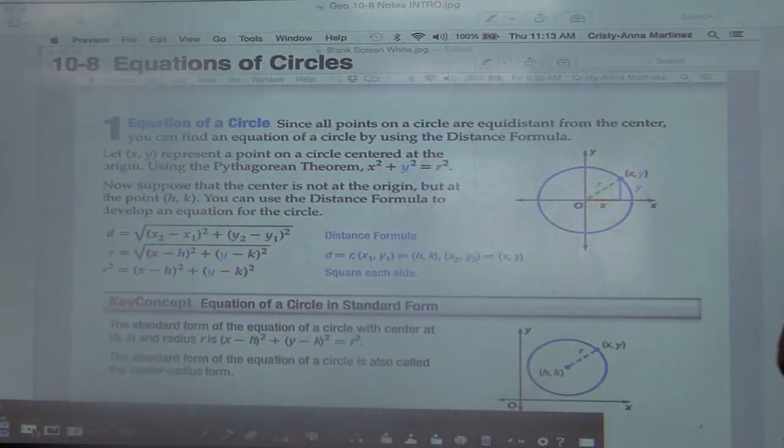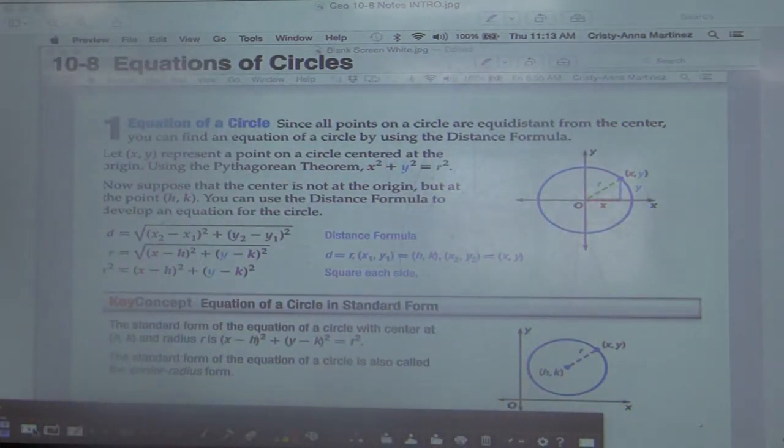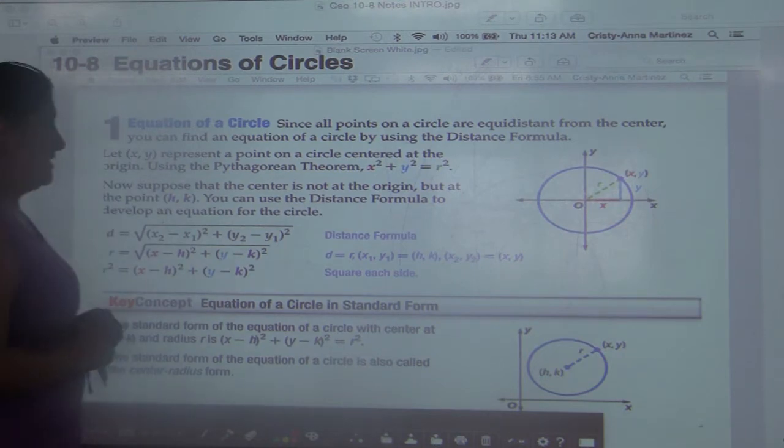We've been doing so much with circles in this chapter, but we finally get to do equations of circles. And so, to get started, we have some definition, I guess, for you. The equation of a circle is defined as basically the set of all points that are equidistant from the center.